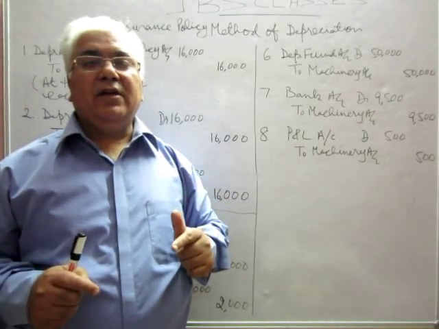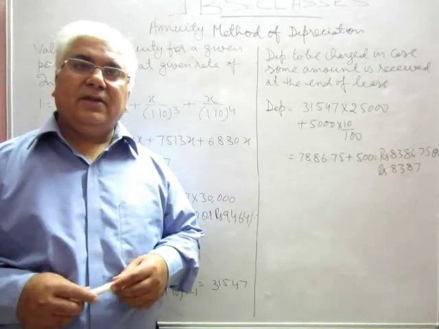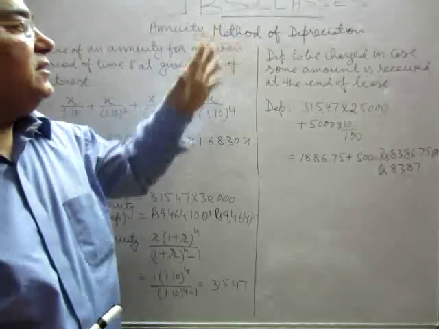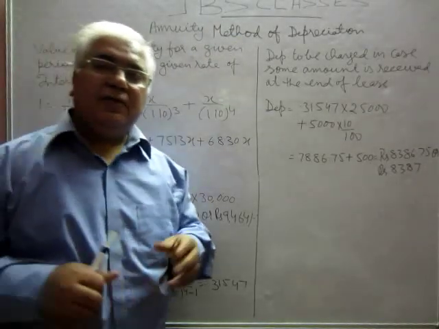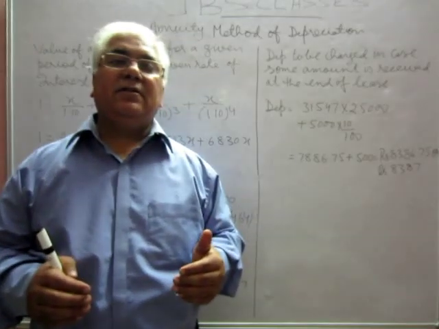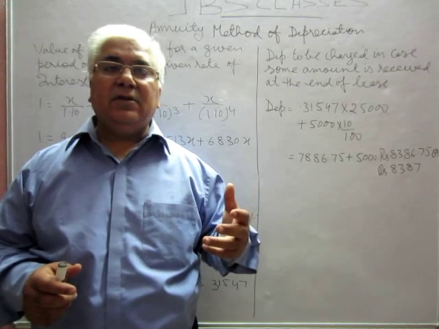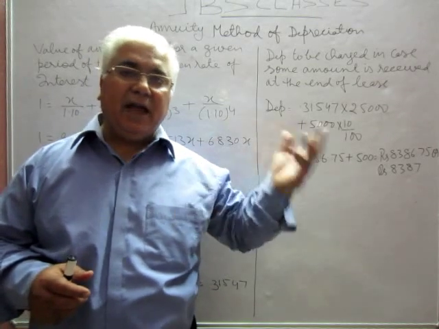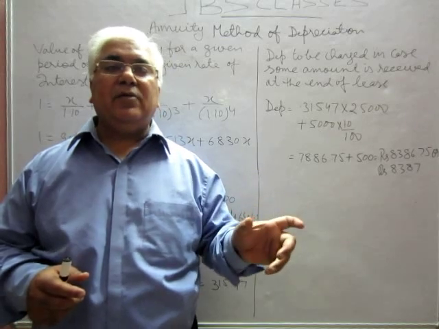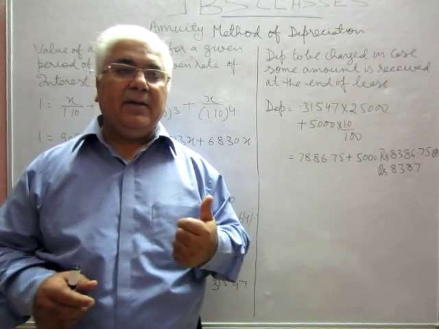And now we move on to the annuity method of charging depreciation. Now I will explain to you the annuity method of charging depreciation. Before I tell you about the method, you must understand the meaning of an annuity. An annuity is an amount which is paid annually or received annually, and it is a regular amount. That is, the same amount either given or received annually is called an annuity.